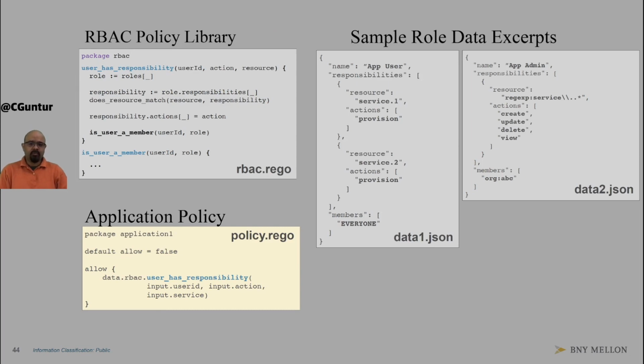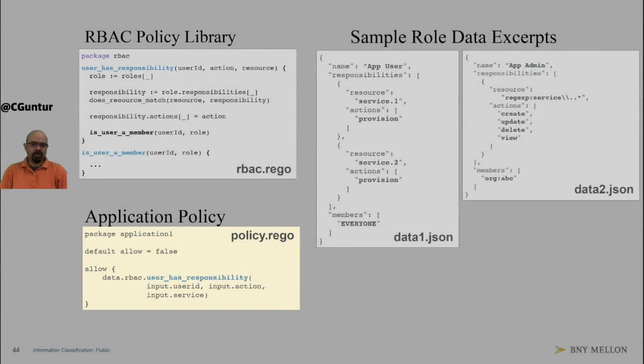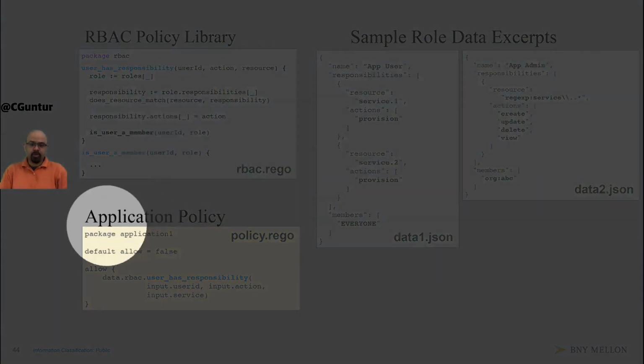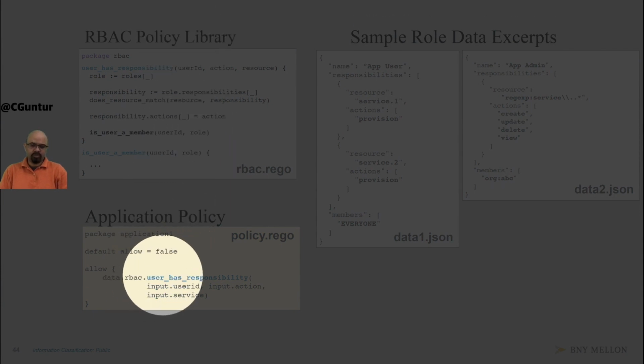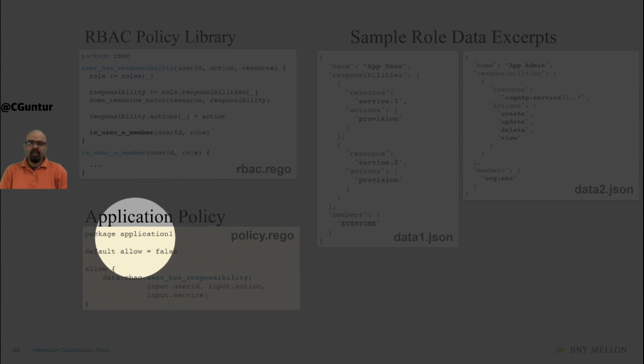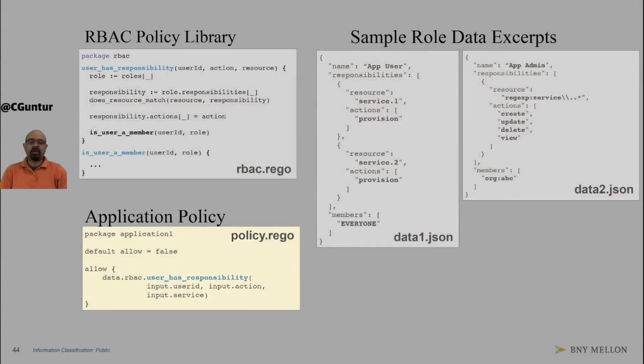Here is a sample where we have a library that we created and it is reused. We have an RBAC policy library that contains a user has responsibility rule set or function which performs some activities. The application policy can simply consume the policy library rule sets by invoking them, and it has a default of false, and if the user has a responsibility, it would return true instead. Now, allow is one verb. We could use many verbs. I just shared allow because it's something we already talked about.